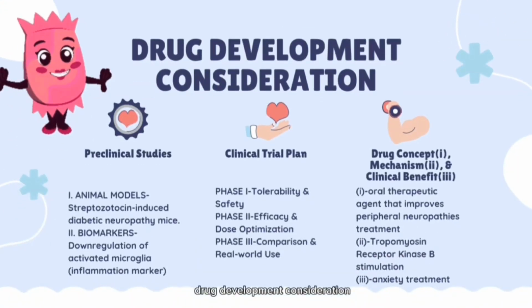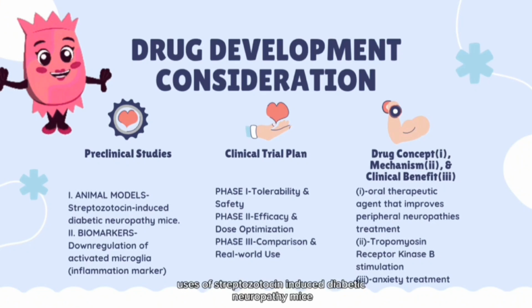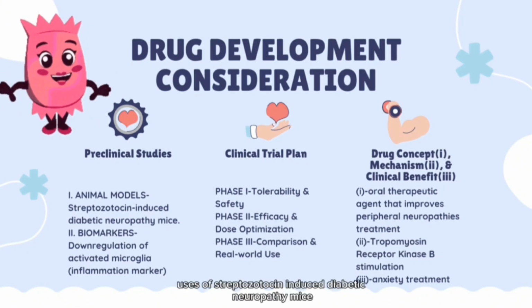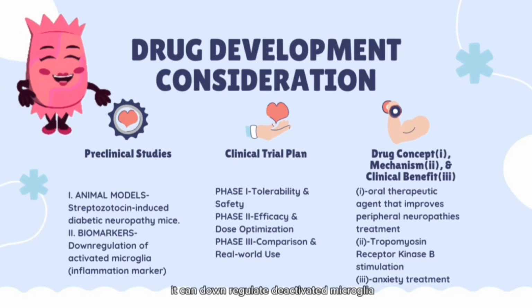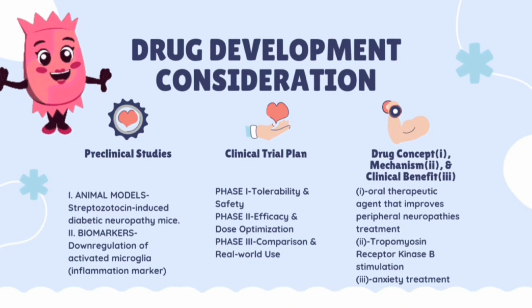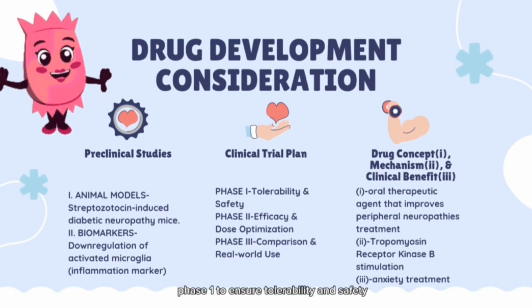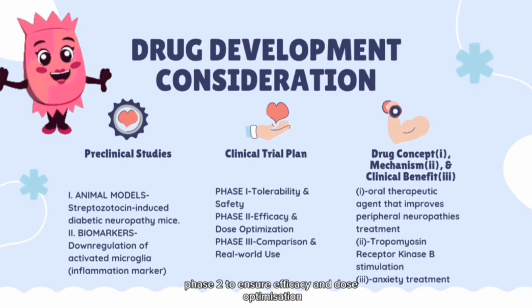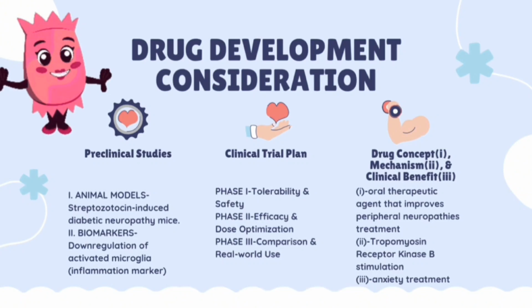Drug development consideration. Preclinical studies. First, animal models. Uses streptozotocin-induced diabetic neuropathy mice. Second, biomarkers. It can downregulate the activated microglia or inflammation marker. Clinical trial plan. There are 3 phases. Phase 1, to ensure tolerability and safety. Phase 2, to ensure efficacy and dose optimization. And Phase 3, to make comparison and real-world use.